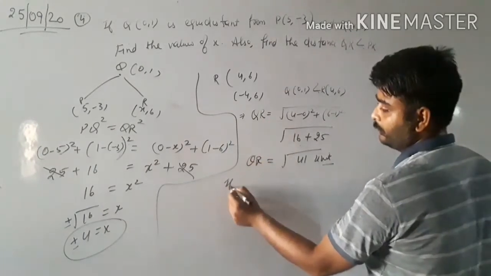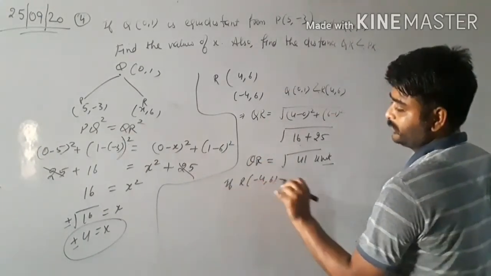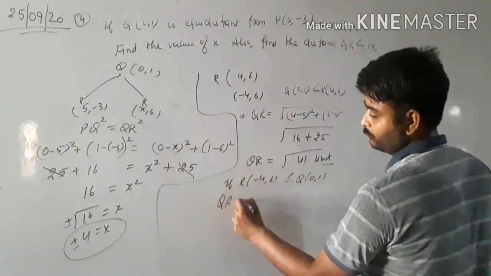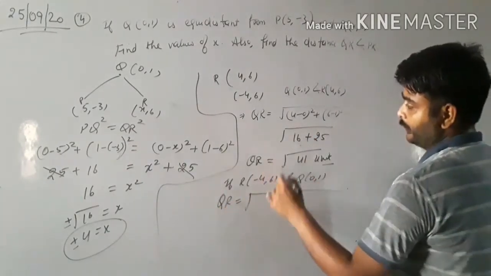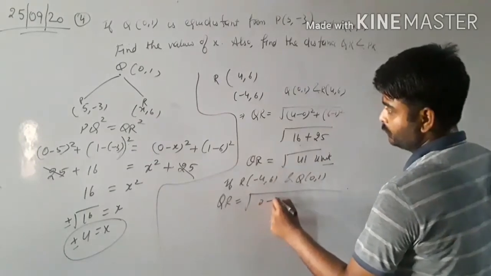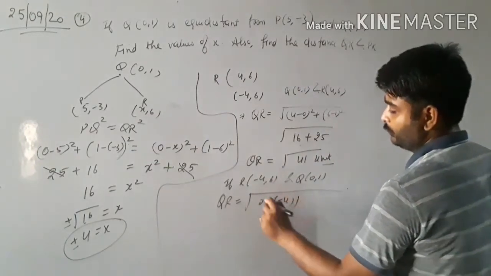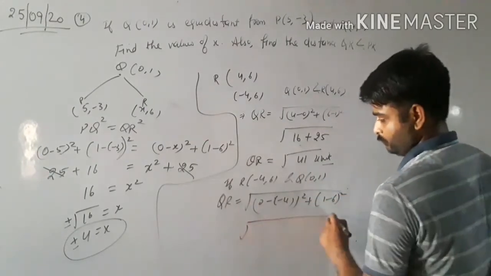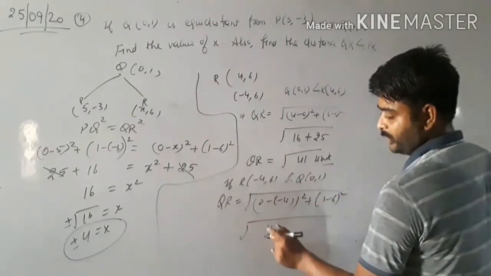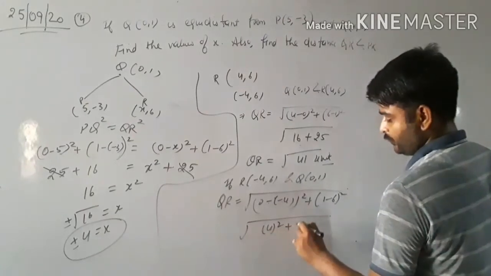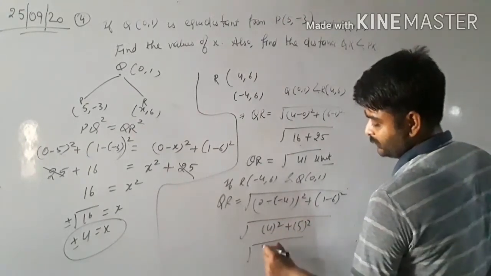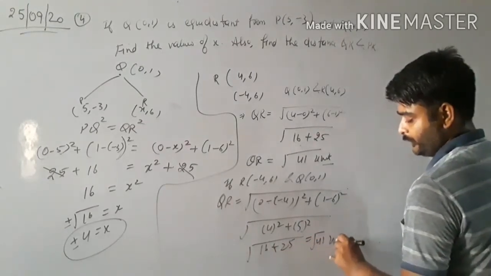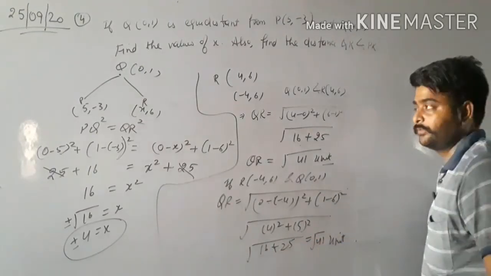Again, if R equals (-4, 6) and Q equals (0, 1), then QR equals again root of (0 minus (-4)) squared plus (1 minus 6) squared. Minus minus 4, square is plus 16, plus 5 squared, 25. It's 16 plus 25, which can be written as root of 41 unit. Okay class, this is one condition.